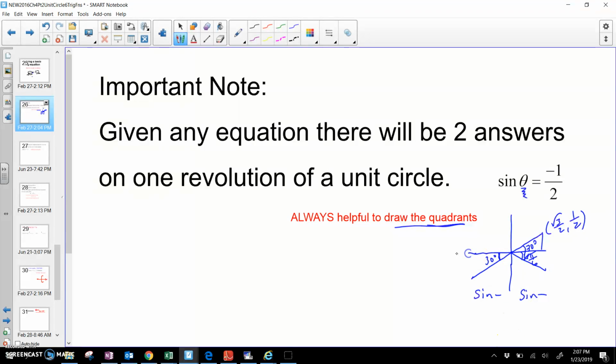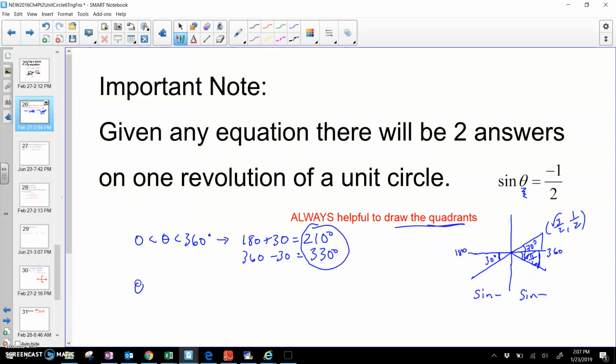So since I know halfway around the circle, my first answer, if I was asked to find the answers between 0 and 360 degrees, that would mean that I needed degrees. I would do 180 plus 30. So one of my answers is 210 degrees. The other one, I know this is 30 away from 360, so I would do 360 minus 30 degrees. So it's at 330 degrees. And again, if you know your unit circle well, you probably wouldn't even have to calculate those.